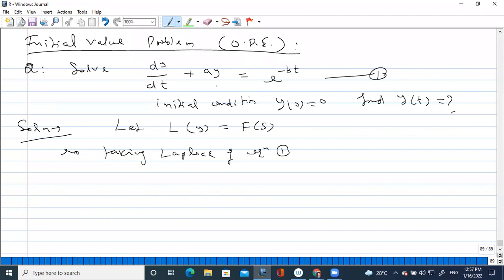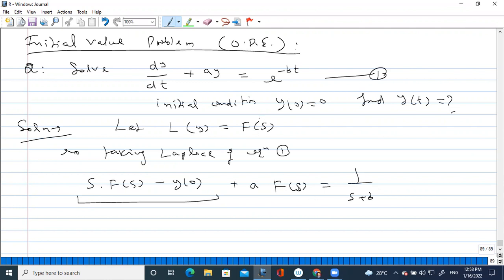Because this is a differentiation, what is the formula for single differentiation? s F(s) minus f(0). So f is what here? y. So minus y(0). So this is the Laplace of dy/dt, plus Laplace of ay, a is constant, Laplace of y is F(s). That will be equal to, now Laplace of e^(-bt) is 1 upon s plus b.